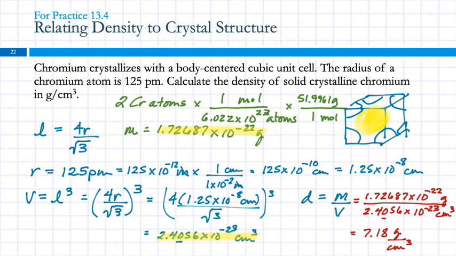Crazy how you get a regular number like 7 out of that big mess? Hey Siri, what's the density of chromium? The density of chromium is about 7.14 grams per cubic centimeter. Look at that, it's pretty close.